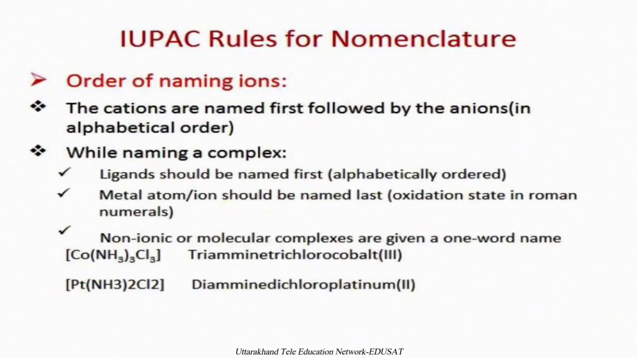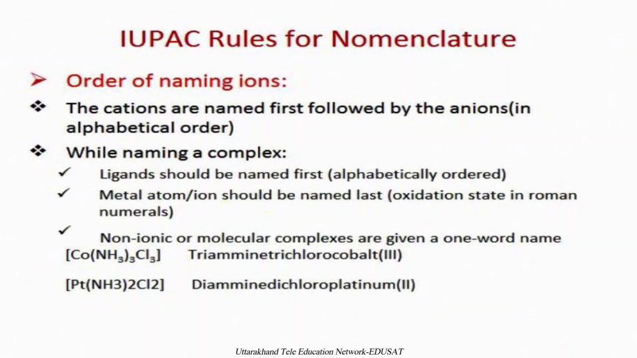Now the IUPAC rules for nomenclature of coordination compounds. It is of such importance that almost every year we have some questions on this IUPAC nomenclature of coordination compounds. First of all, we should know the order of naming of these cations and anions. The cations are named first, followed by the anions, and that should be in alphabetical order. That should be followed, and only then can we write the correct IUPAC name for the coordination compound.